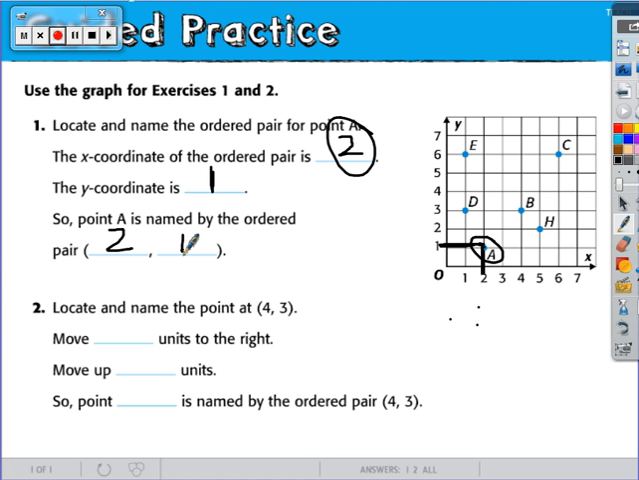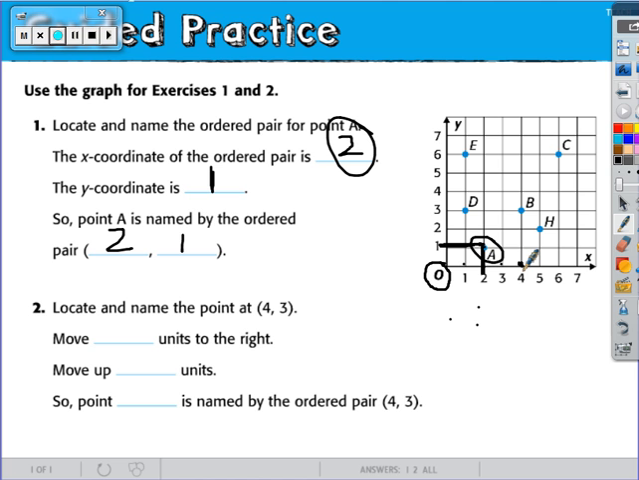Where do we start, Ms. Gonzalez? We start at the origin, which is the 0. Okay, now we're going to go x first. So which direction am I going to move from our origin to find the x coordinate? Right. I'm going to move to the right. And what number am I going to stop at? 4. So I'm going to go 1, 2, 3, 4.